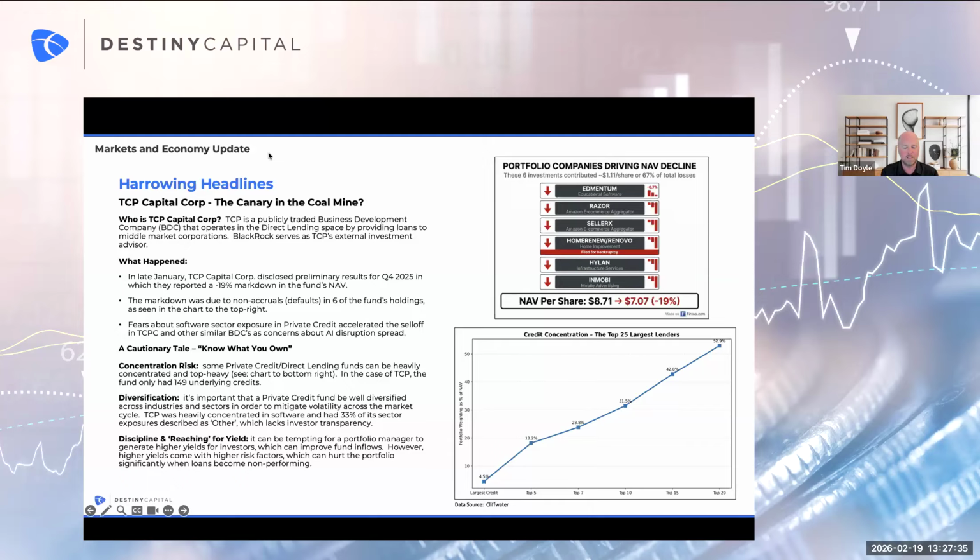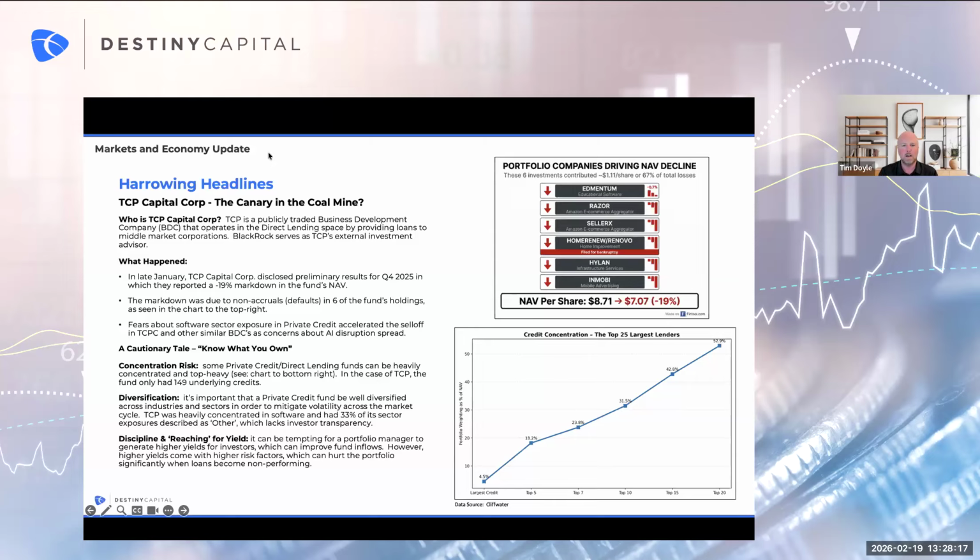And this business development company, this fund, reported Q4 2025 financials where they disclosed preliminary results in which they reported a 19% markdown in the fund's NAV. So essentially a nearly 20% decline in the fund's NAV that quarter. That's not the type of volatility, or the type of move, that you're expecting to see in a private credit fund. You're expecting to see steady Eddie NAVs over time. Of course, there are going to be fluctuations, but nothing to the tune of double digits, to be sure. So that garnered a lot of headlines.